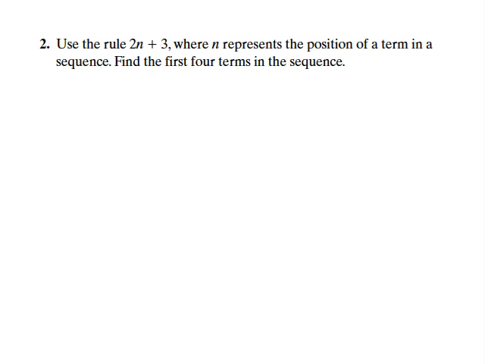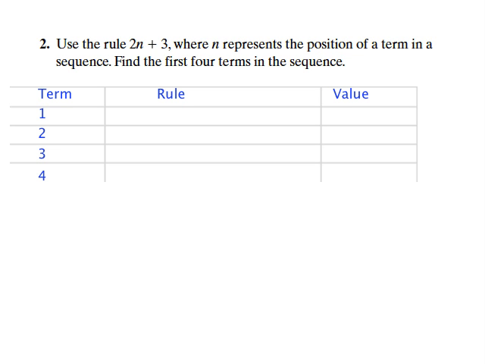Use the rule 2n plus 3, where n represents the position of a term in a sequence. Find the first 4 terms in the sequence. We can create a table to organize our information. Set your table up so you have the term, the rule, and the value. The terms will be 1, 2, 3, and 4. Now let's substitute in the first term. So we have 2 times 1 plus 3. That has a value of 5.